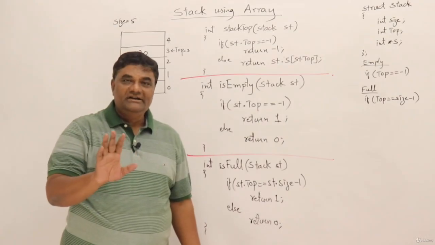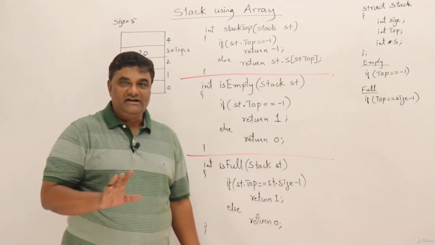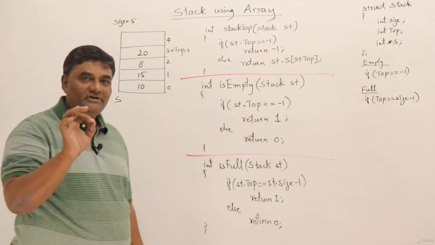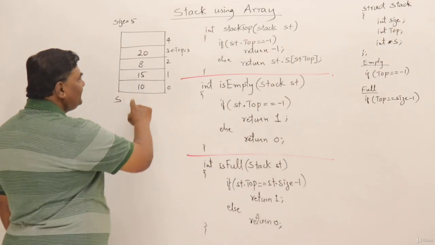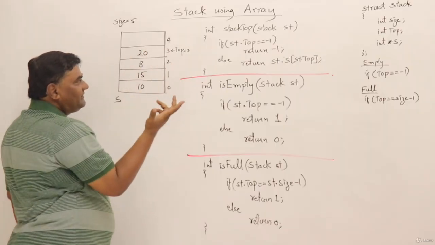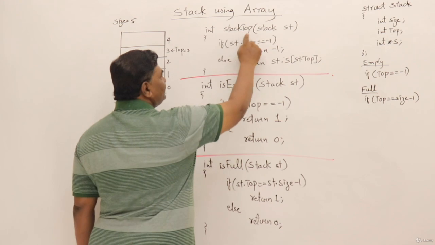Let us look at the remaining functions of a stack. First one is stack top. Just we want to know what is the topmost value in the stack. For example, here the topmost value is 20. So wherever top is pointing, we want the value from there. So here is a function stack top.